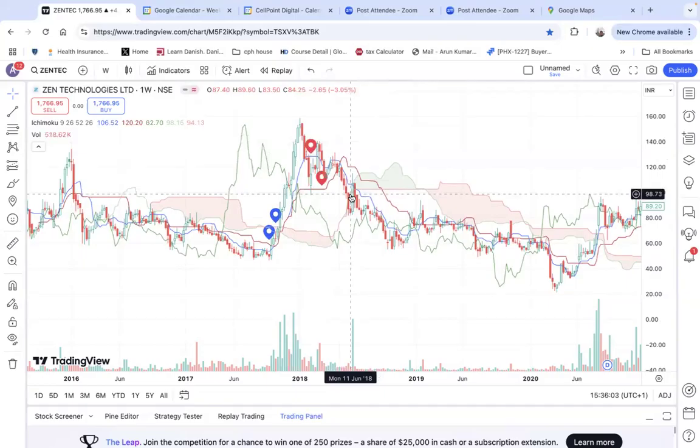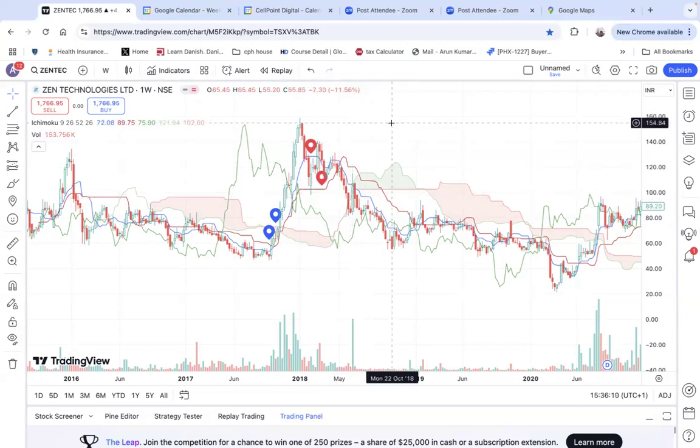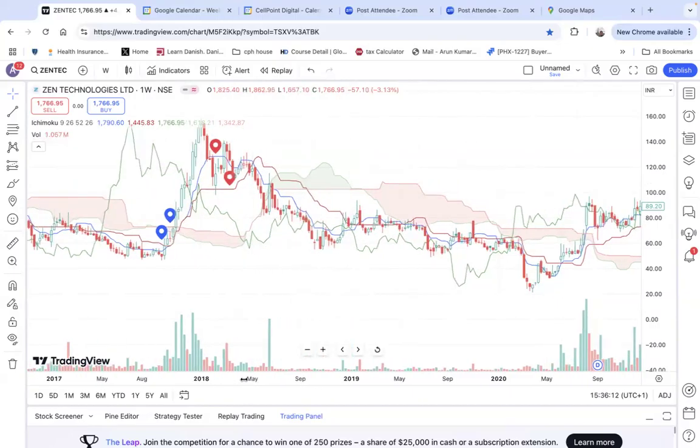I'm not shorting the stock, so I go out of the stock completely. So cloud, red line, blue line. So it is below everything. So it is a proper bearish signal, right? So this is the proper bearish signal here.